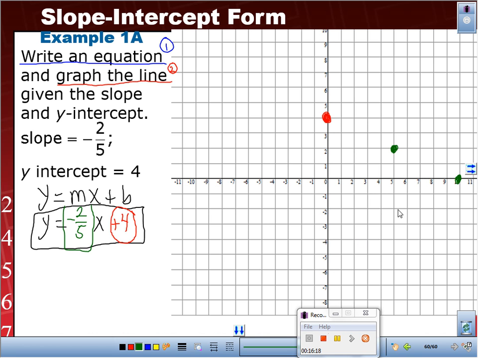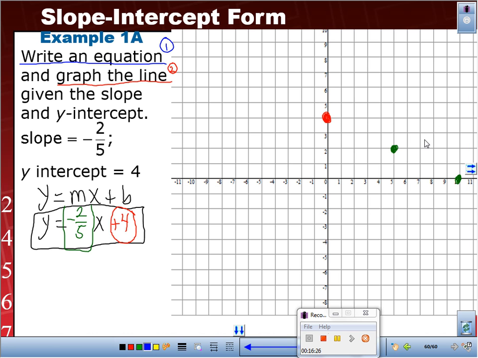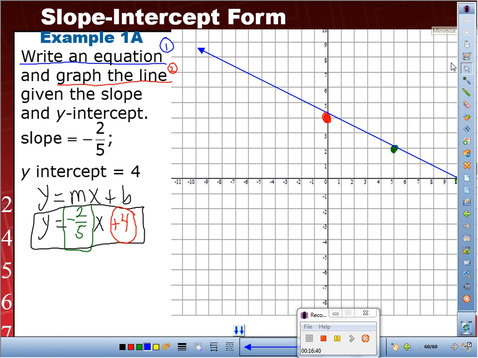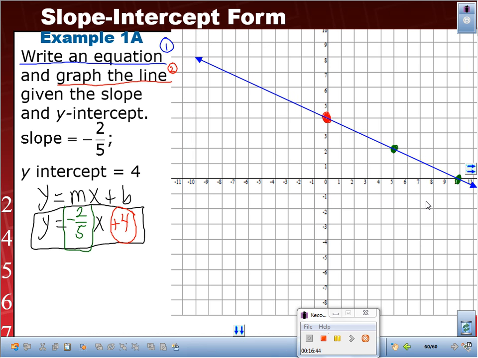Yes? Where's M? What's the phone number? That's where we're going. So here's my line. Make sure you draw your line. Sketch your line with your ruler, nice and straight like mine. Make sure it goes through all the points. How we doing? Good, right?